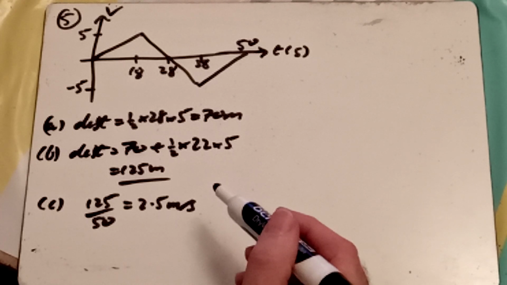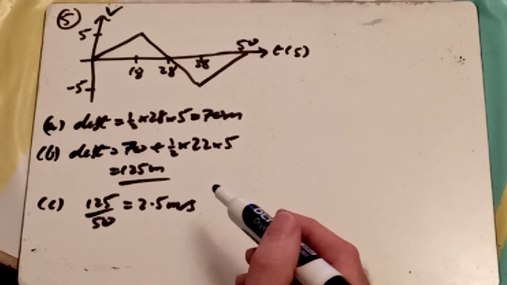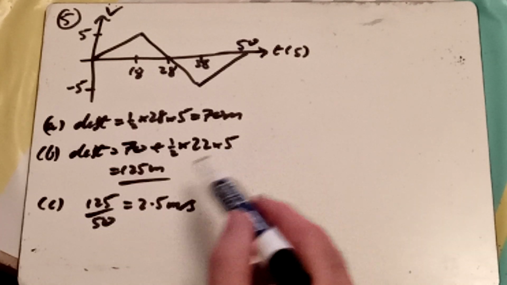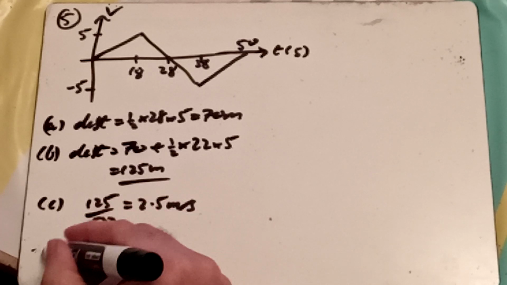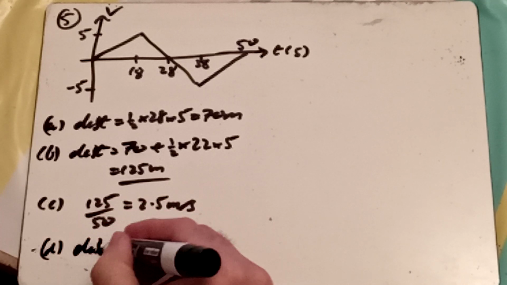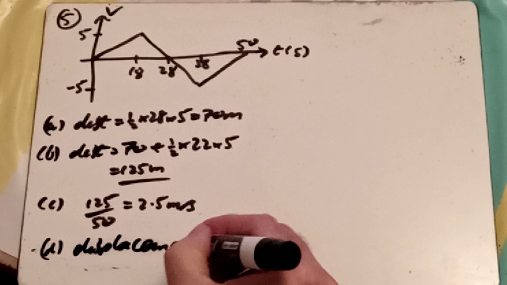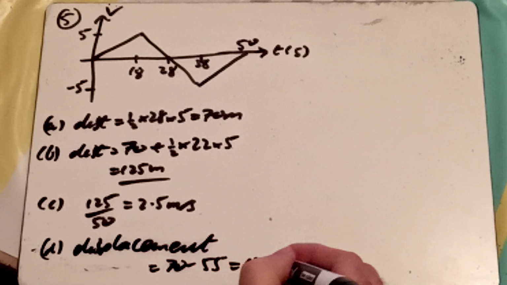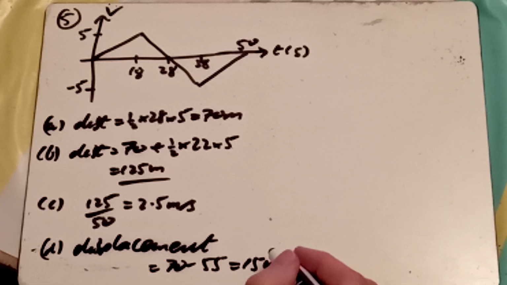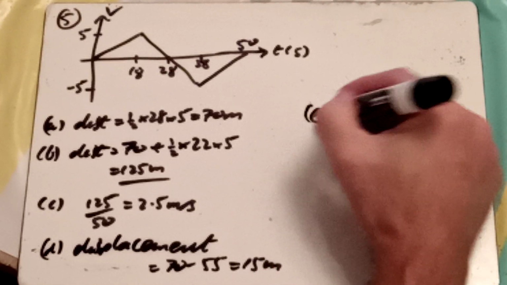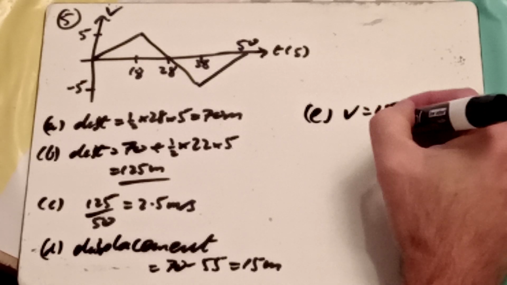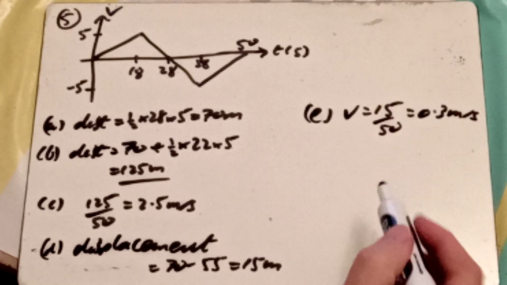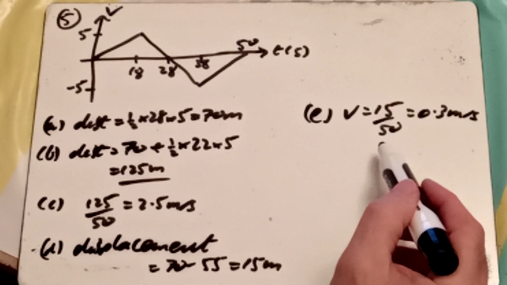D, find the displacement of the train from its initial position when it's been moving for 50 seconds. Well, what it's done, it's gone 70 metres out and 55 back. So its displacement is 70 minus the 55, so it's only 15 metres away from where it started. And then the average velocity then is 15 over 50, which is 0.3 metres per second, because it's the total displacement divided by the time.